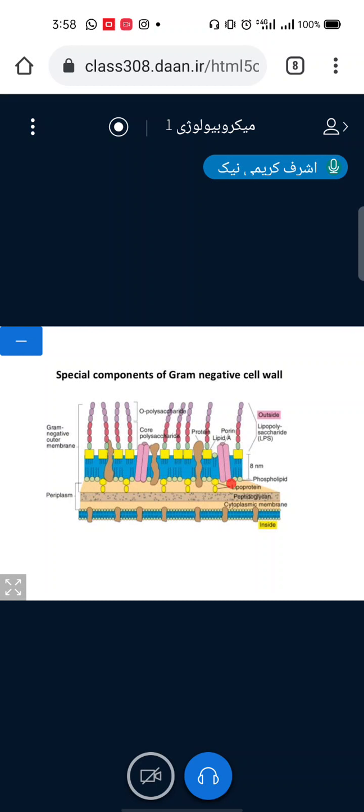In gram-negative bacteria's outer membrane, we can see three types of protein. General protein, in this shape is brown. Porin, in this shape is purple. And lipoprotein, in this shape is yellow. Yes, three types of protein.